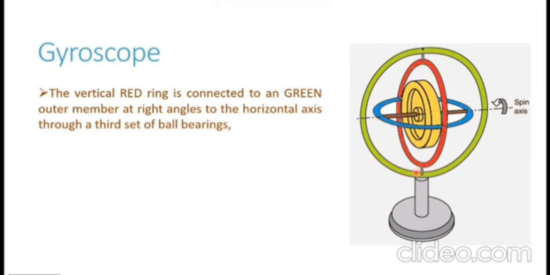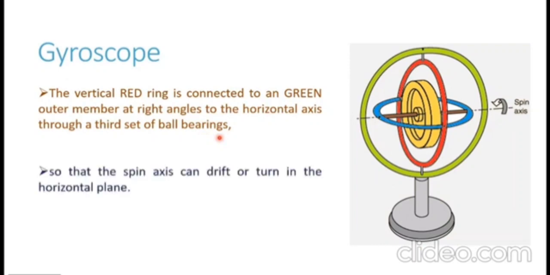Now at these two connection points, we have a third set of ball bearings. So the vertical red ring is connected to the green outer member, and these connection points are at right angles to the spin axis as well as the connection points between the blue and red rings. So right angles to the horizontal axis, through a third set of ball bearings.